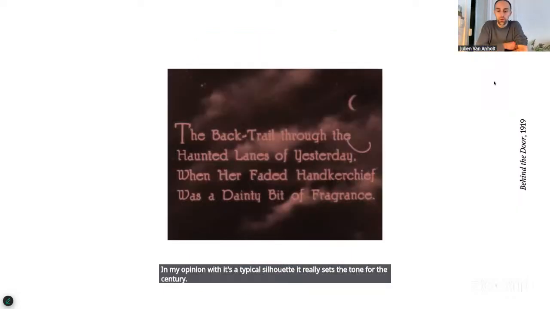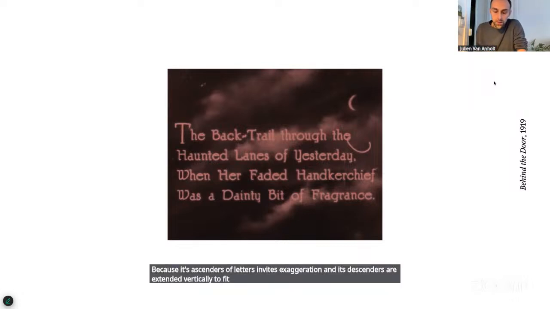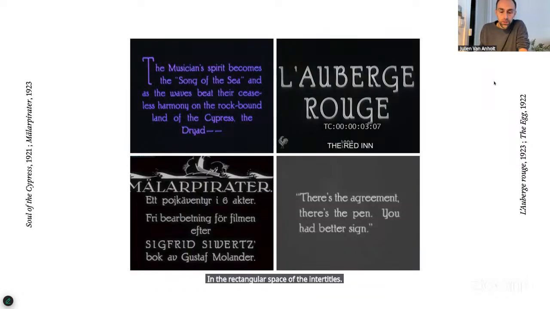Parson has also prompted more handwritten or hand-painted additions to intertitles, as you can see here at the end of the first line, because its ascenders invite exaggeration, and its descenders are extended vertically to fill the spaces left empty in the rectangular space of the intertitles. 2 years after being released, this typeface is still omnipresent on intertitles. Let's take just a few examples here. Not only in the US, but also in France and in Sweden.